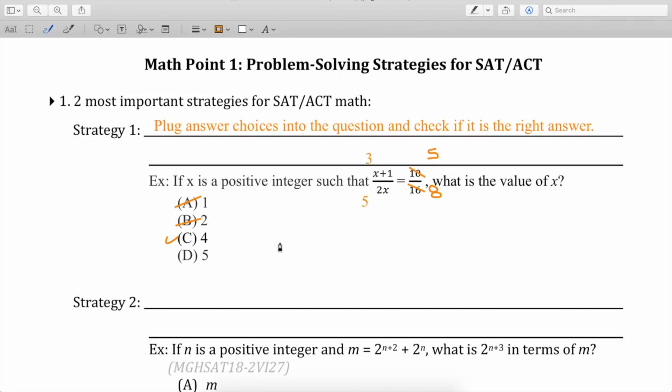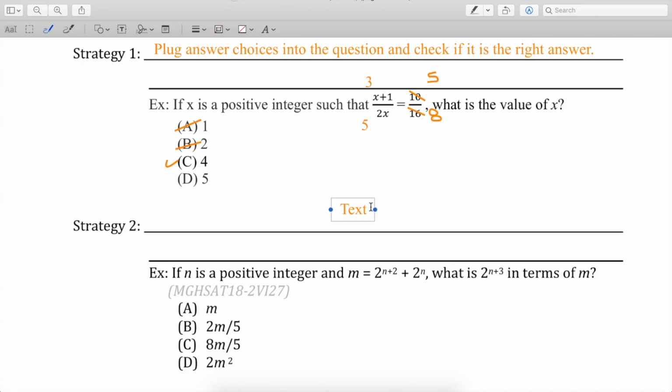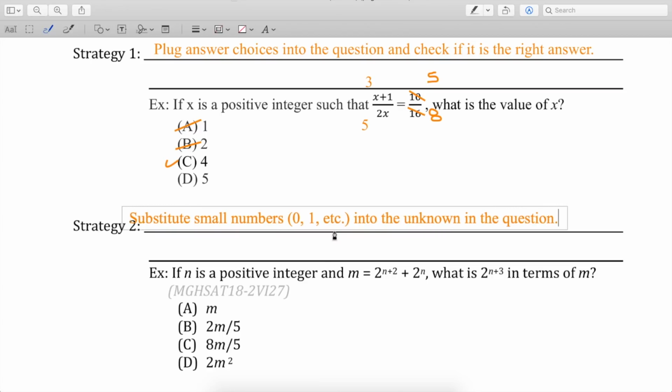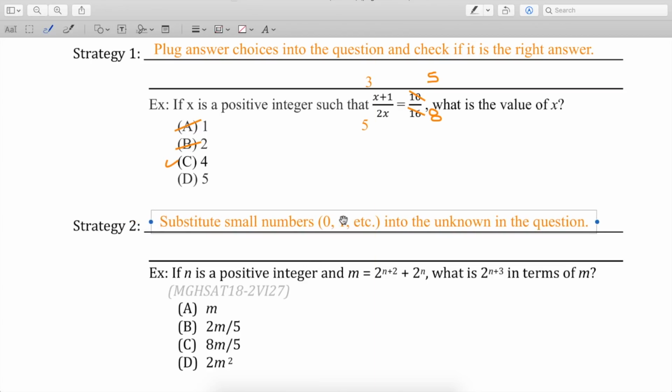Now the second strategy is, write this down in your notes. The second strategy is substitute small numbers. Small numbers are numbers like 0 or 1 and so on, into the unknown in the question. Okay, write that down. Substitute small numbers such as 0 or 1 and so on into the unknown in the question. And what does that mean?